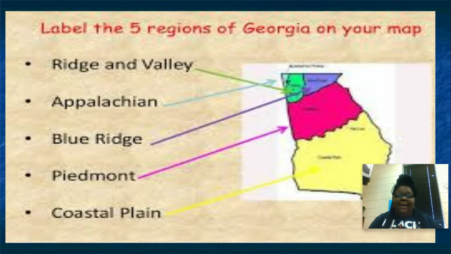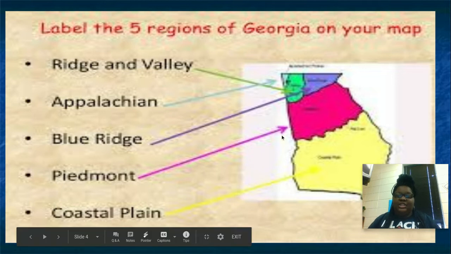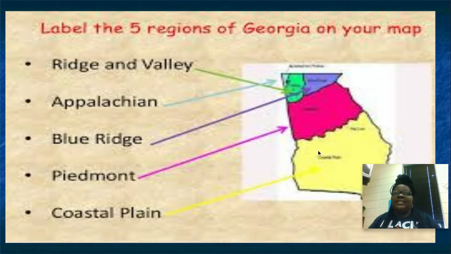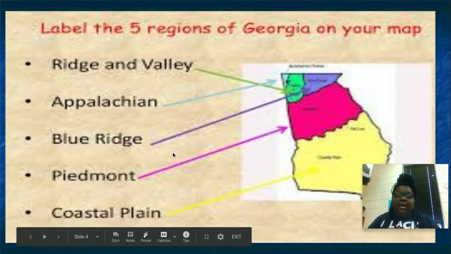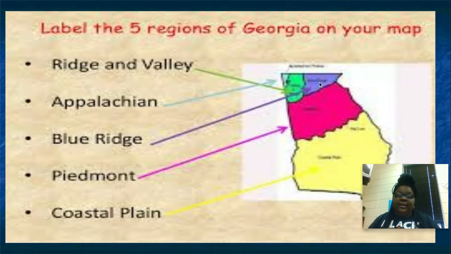If you look at the map on the screen, you will see that I have the five regions of Georgia laid out. This is something you are going to need to know. You're going to need to know where each one of our regions are. We have the Coastal Plain here in yellow, the Piedmont here in pink, the Blue Ridge here in blue, and the Ridge and Valley here in green. And we have the Appalachian Plateau to the very top, and it is the smallest region.